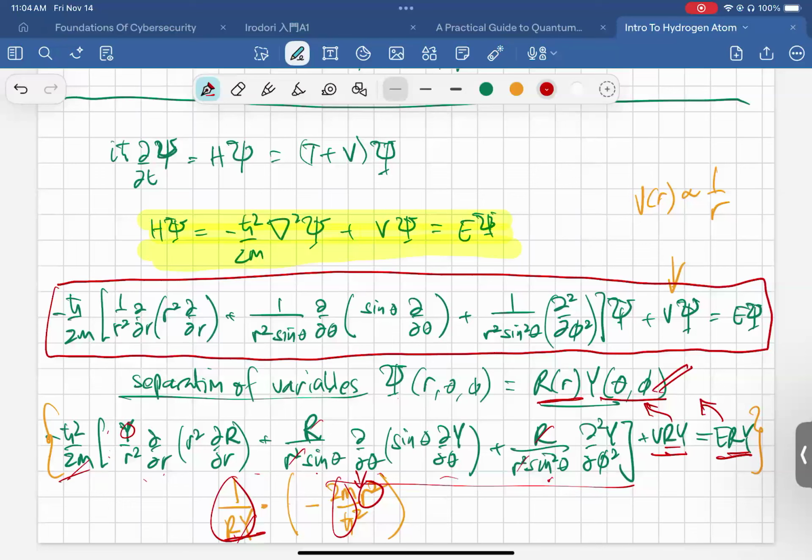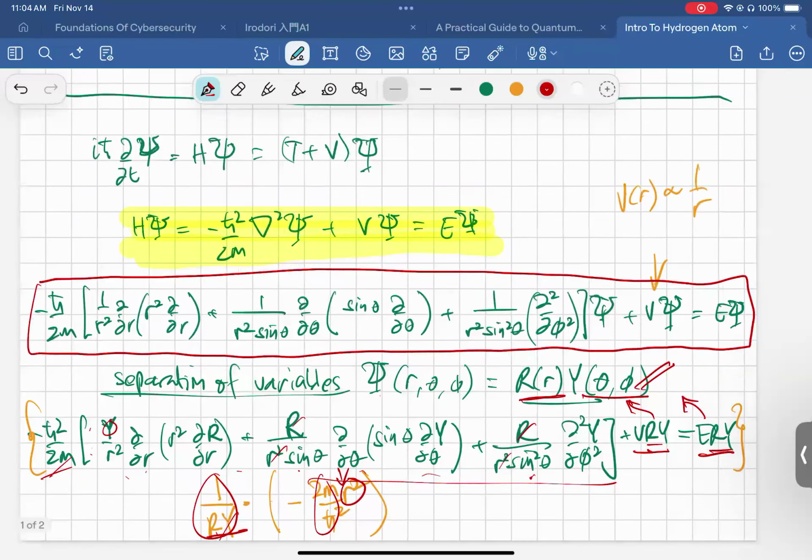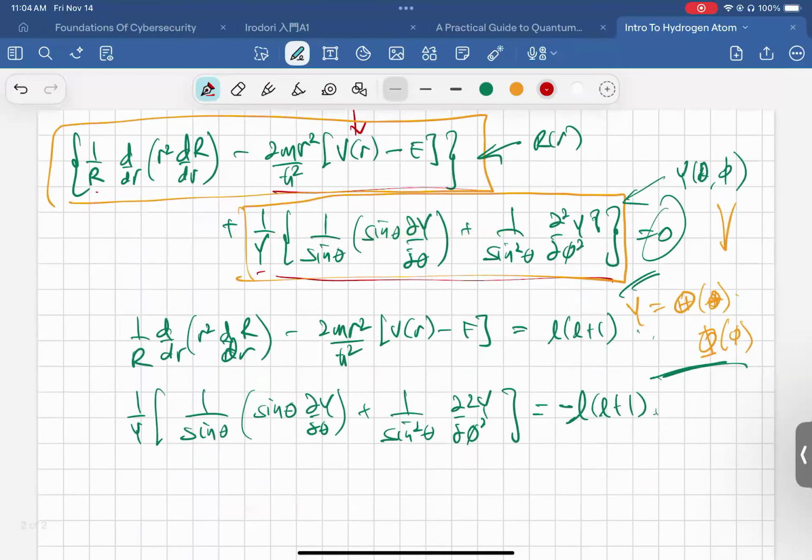Okay? And nung ginawa natin yon, we ended up with two differential equations. Okay? The first differential equation is dependent on r, on the radius alone. And then the second differential equation is dependent on both the azimuthal and the polar angles. And using the separation of variables technique, we equate each of these equations to a certain constant. And sinabi natin na yung constant na gagamitin natin ay equal sa L times L plus 1.